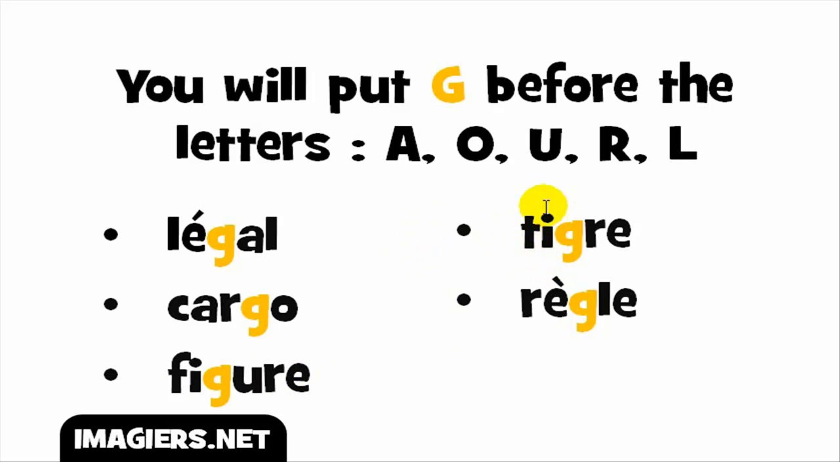Next example, E here, and then R. Remember, if you've got this G letter combined with R here, you will get the sound gr, okay, so you get the word tigre, tigre. And the last one, G plus L, so you get gl, gl, règle, règle, okay. So let's see them one more time.